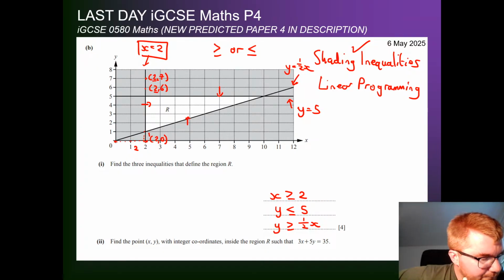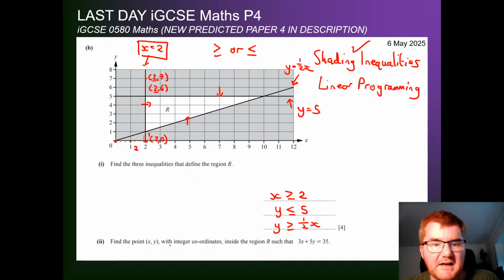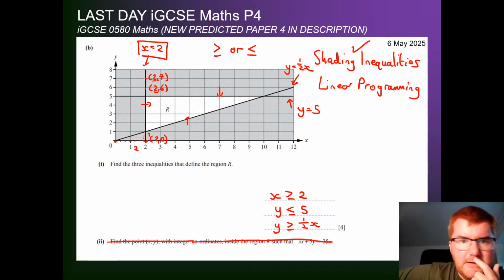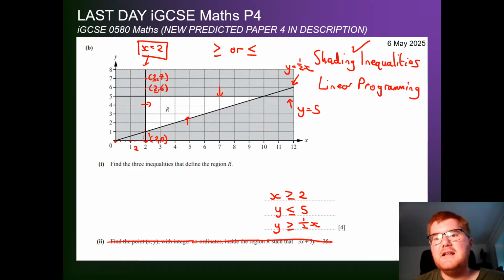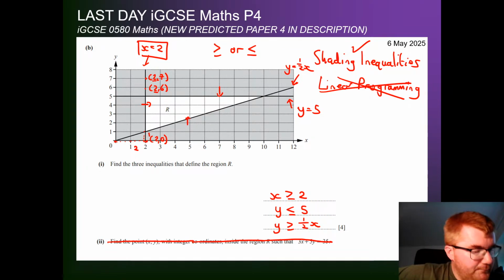This topic is in the syllabus still. However, and this is why I bring this point up, this part here, find the point (x, y) of integer coordinates inside the region such that 3x plus 5y equals 35. This style of question will not be in. I won't go through it, of course, because you don't necessarily need to know it. This kind of linear programming idea, which is usually like a second part of a question, is not in. So linear programming is not in, but they could still ask you to shade inequalities.